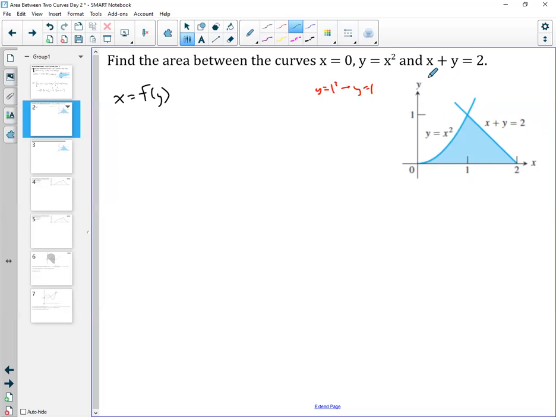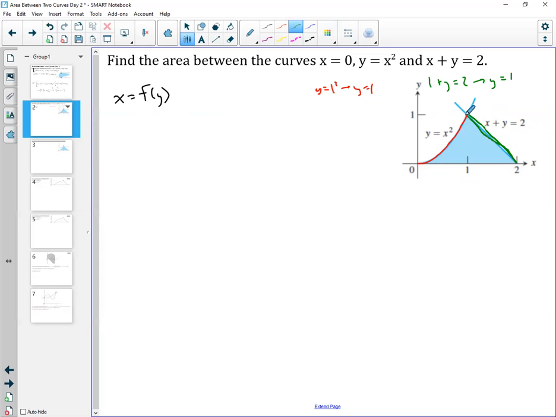And this one, when x is 1, y is 1. So this point here is 1, 1 for sure. So I'll do this curve. This is like the top curve. So from 0 to 1, if you're thinking about it in terms of up and down, the green curve is on top, but from 1 to 2, sorry, the red curve.